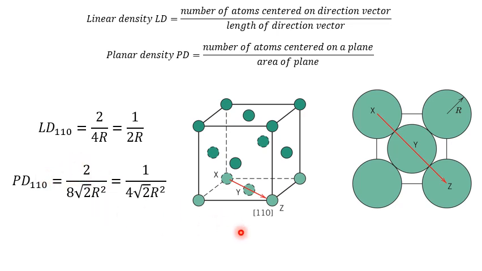And we remember the relation between R and a, from which we can get the area of this plane as a function of R. Thus the planar density of the 110 plane equals 2 divided by 8 times the square root of 2 times R squared, or 1 divided by 4 times the square root of 2 times R squared.